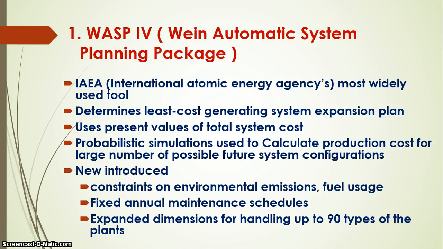So whenever we are optimizing our problem of calculating the production cost or calculating the least cost of the generating system, means we are calculating the least cost for supplying electricity from a generating station. So it is a generating cost. So the goal or objective is to optimize our generating cost, which is subject to the constraints that are environmental emission and fuel usage.